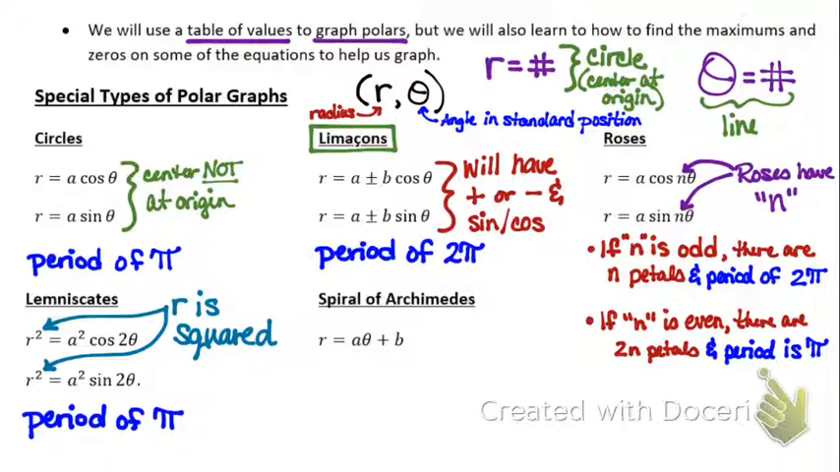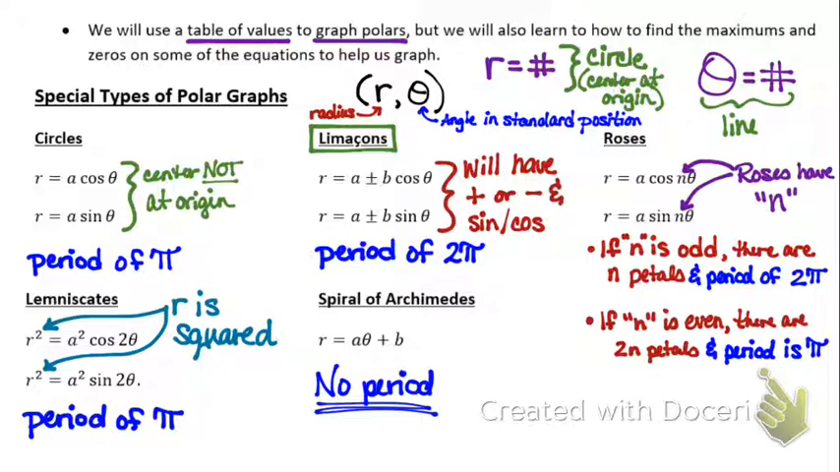Do the spirals join back up with their starting point? No. These have no period. They're going to spiral outward, and you're never going to have a repeated r value.